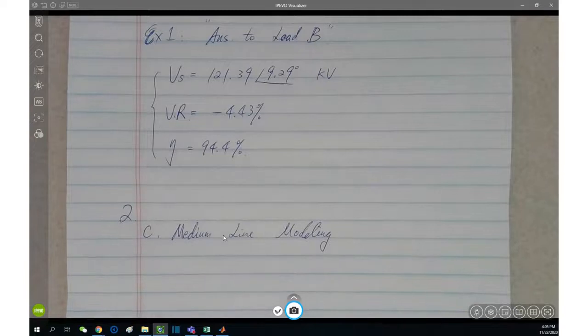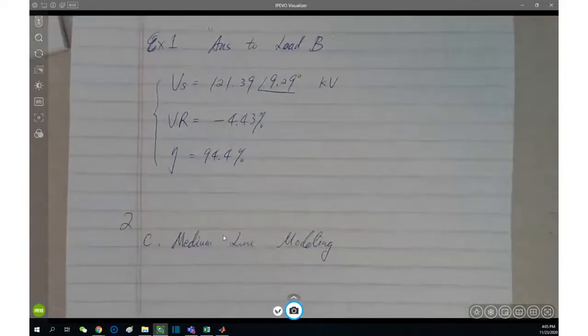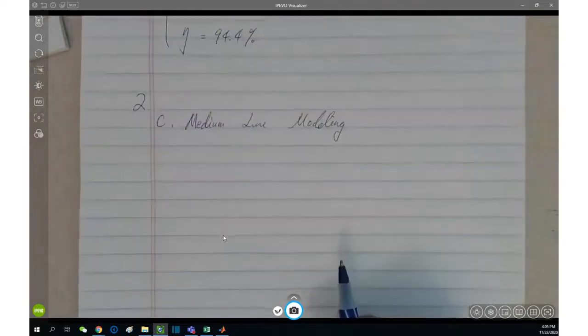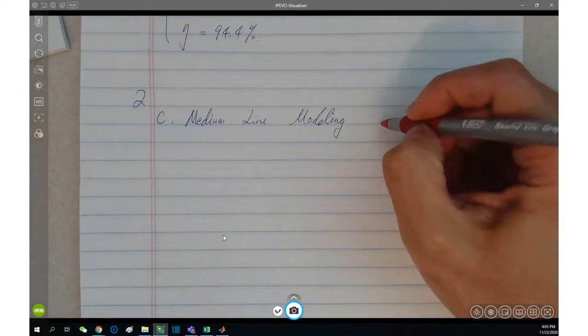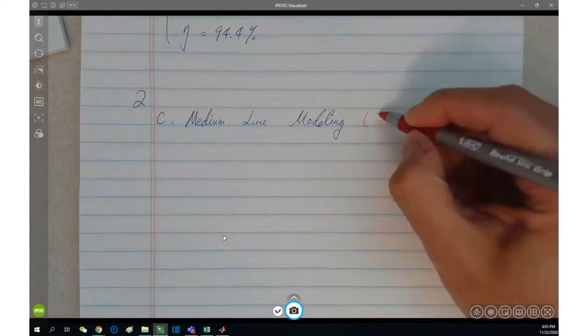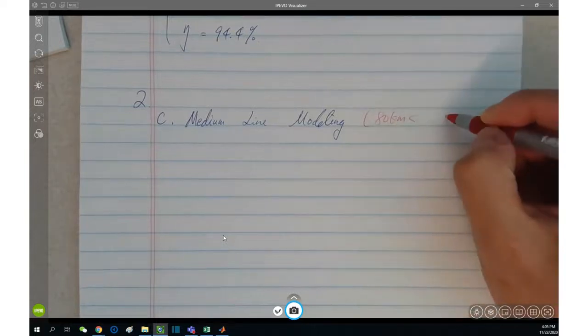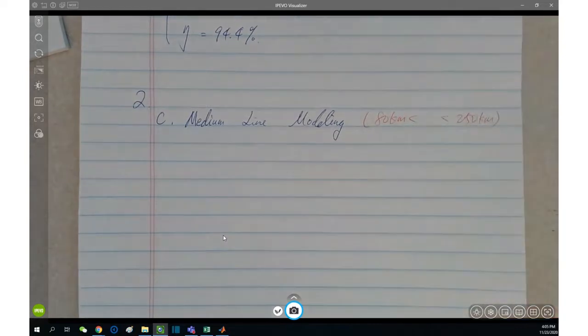Today we're going to continue to talk about the medium line. The first thing we need to emphasize, again, is the distance boundary. It is between 80 kilometers and 250 kilometers. Which model we should use is up to the distance.